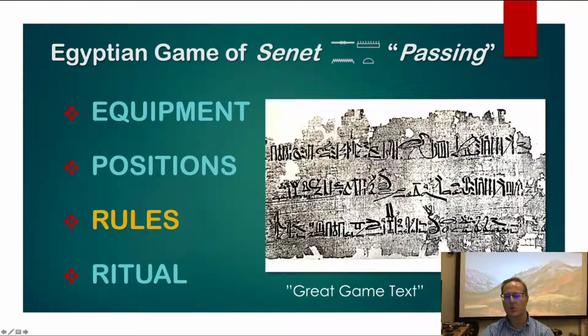So it appears that the rules of the game were that you were supposed to pass up or jump over the other players based on the roll of the sticks, and you were supposed to make your way off the board without landing on the danger spaces. One of the ways we can reconstruct these rules is through this ritual text called the Great Game Text by scholars, which uses the game as an allegory for passing through the afterlife, and that in the company of other gods, you overcome hazards, you pass over your enemies, you knock them off the board, and you eventually reach paradise by completing the game.